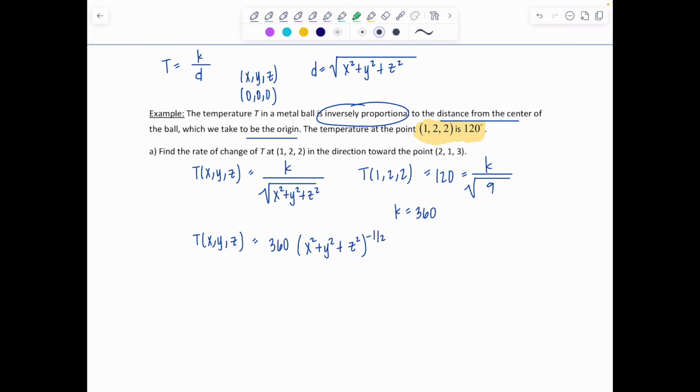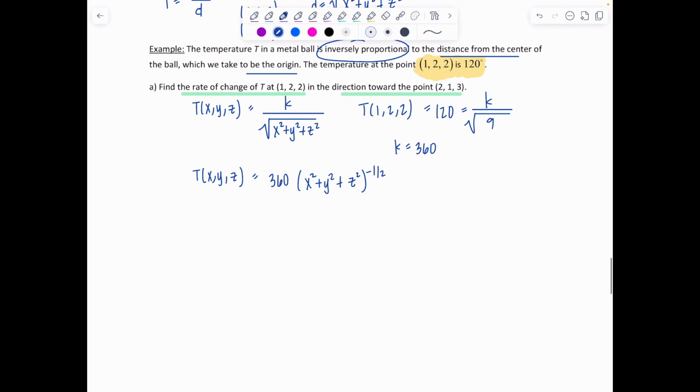First part of the problem says, find the rate of change of T in the direction toward the point (2, 1, 3). So what they want is a directional derivative. They want the directional derivative of T at this point toward (2, 1, 3). So we'll take the gradient of T at this point, and then I'm going to dot it with a unit vector that has the same direction as the vector that starts at (1, 2, 2) and ends at (2, 1, 3). Okay, no big deal. We got this. First things first, let's compute the gradient.